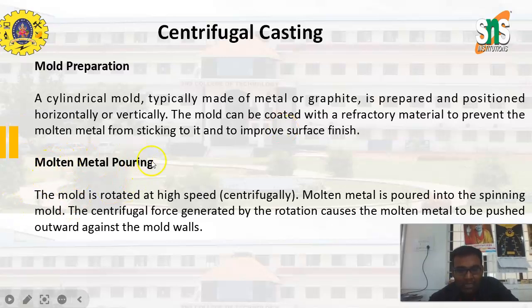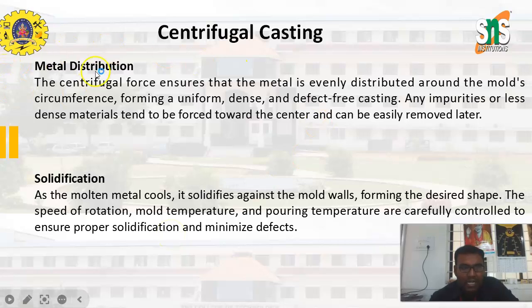The second step is the molten metal pouring. The mold is rotated at high speed. The molten metal is poured into the spinning mold. The centrifugal force generated by the rotation causes the molten metal to be pushed outward against the mold walls.